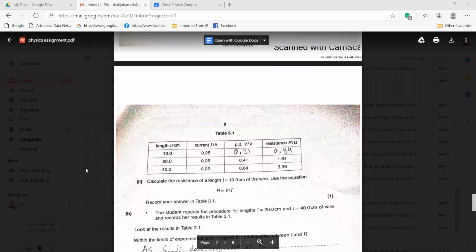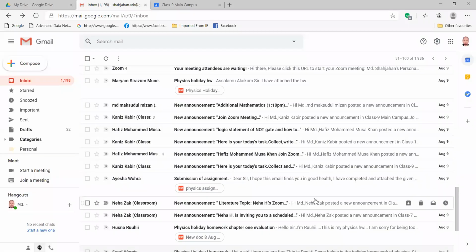Shafkat, yes sir. I expected homework from you. Okay, I think I got it. So which one, the practical one? Yes, the practical one.